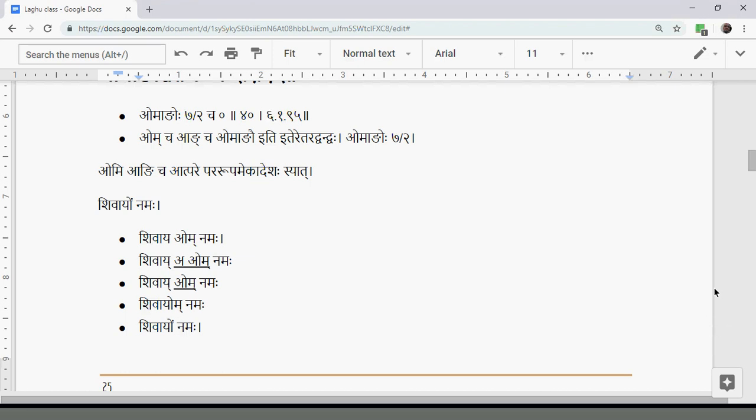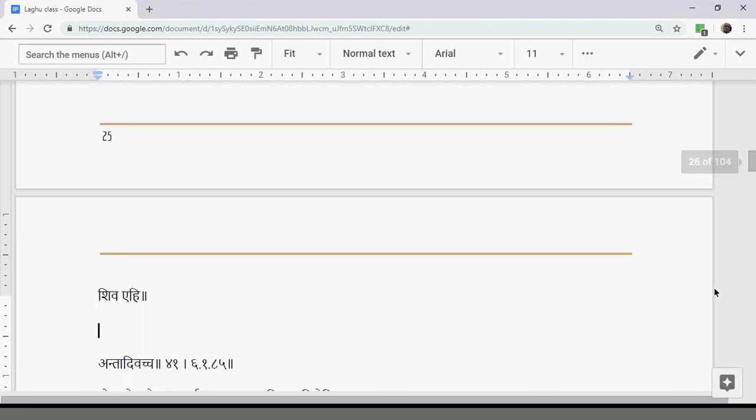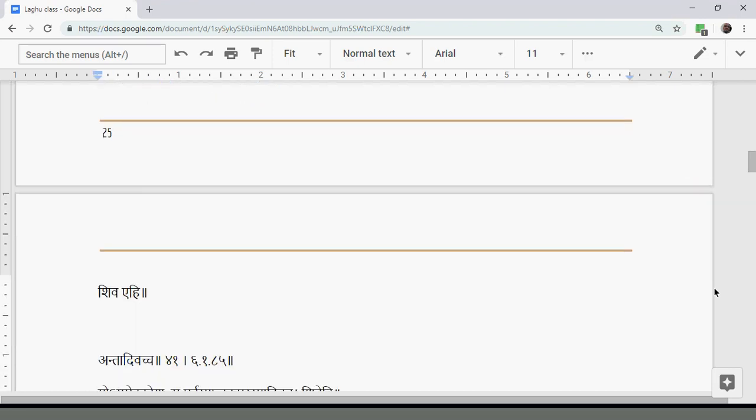So it may be pronounced as Shivaya Om Namaha. So, it can become what? In pronunciation, you will hear Makara, or you will hear Shivayun Namaha. So Nakara will be pronounced for Anuswara. I'll take this away just to explain. I have written based on the Sampradaya. Shiva Ehi. So Hey Shiva.